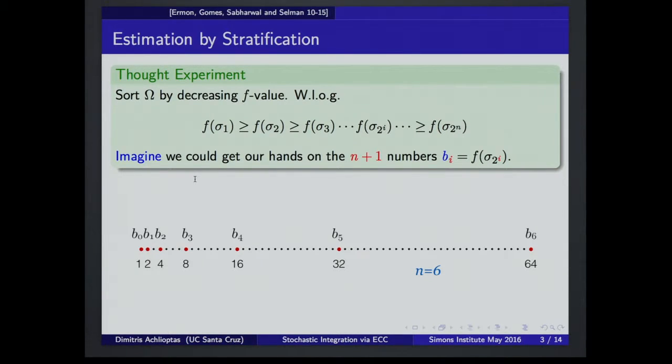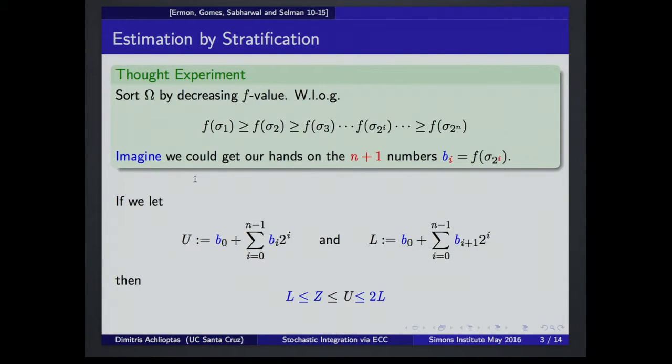And imagine that by some kind of miracle, we could get our hands on the n+1 numbers corresponding to f evaluated at sigma 2 to the i. So these things are increasing geometrically. So what we want is b0, b1, b2, b3, and so forth, when n is 6. It's not hard to see that if we could get our hands on those numbers, then we could get a 2 approximation to the partition function.